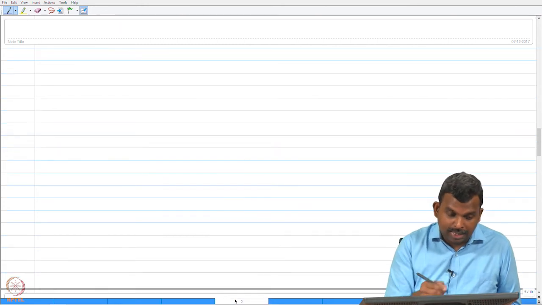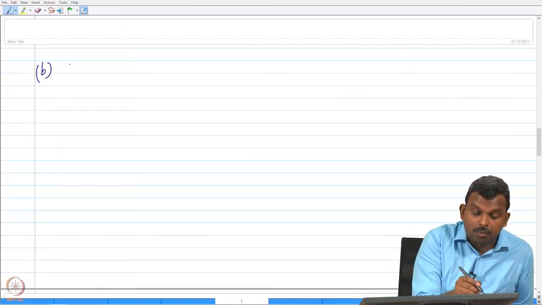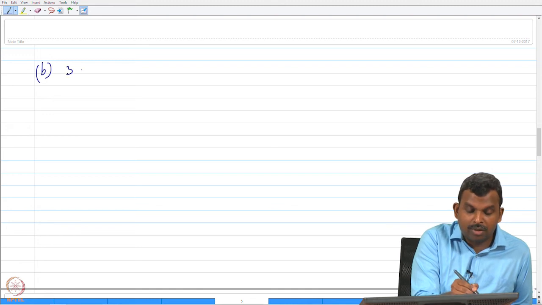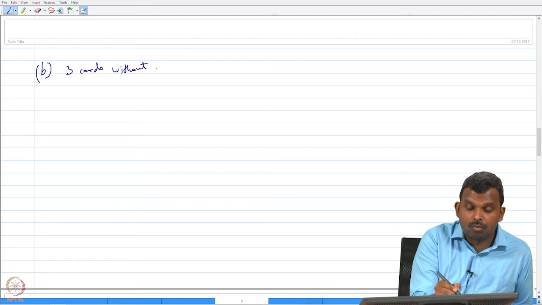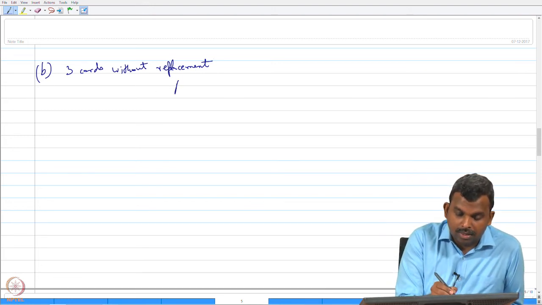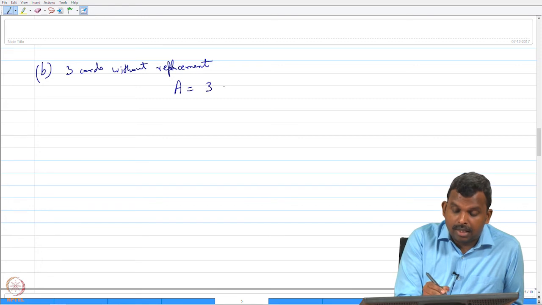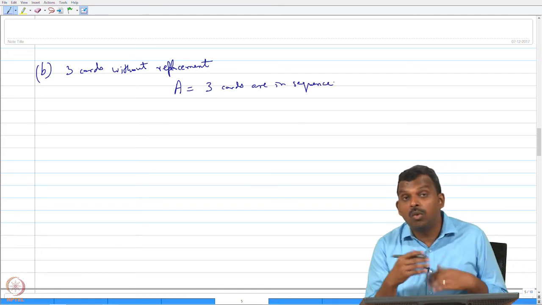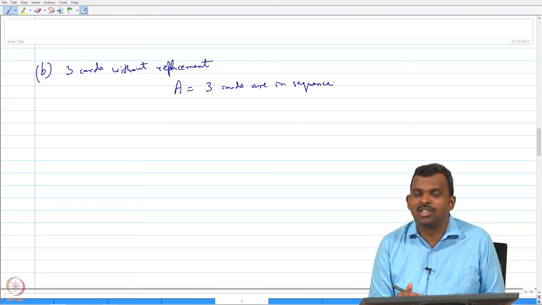Okay. So, the next part is a little bit more interesting. Let us say we draw 3 cards without replacement. And then we ask the same question. What about this event A that 3 cards are in sequence? So, now you have to condition a little bit more carefully. It is not as easy as before. You have to look at more cases.